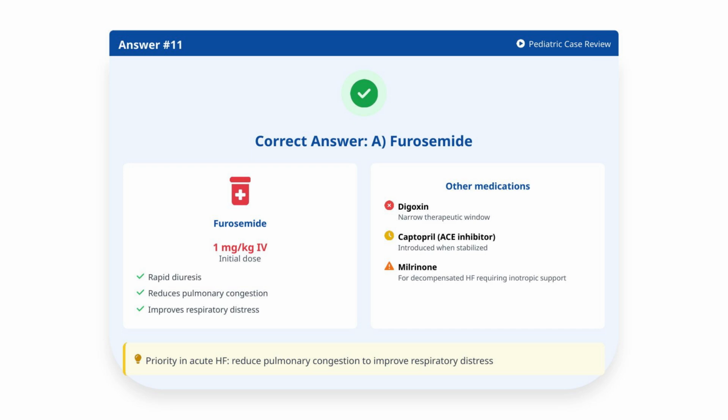In acute heart failure with respiratory distress, the priority is to reduce pulmonary congestion. Intravenous furosemide at 1 mg per kilogram provides rapid diuresis and symptom improvement. Digoxin has a narrow therapeutic window and is now used less frequently. ACE inhibitors like captopril are important but introduced later when the patient is stabilized. Milrinone is reserved for decompensated heart failure requiring inotropic support.